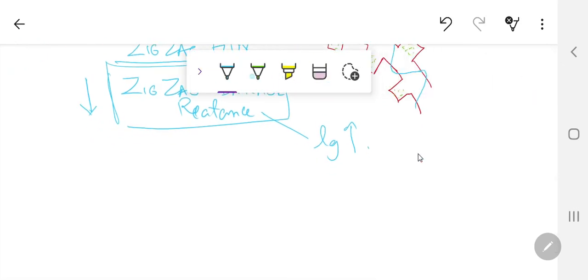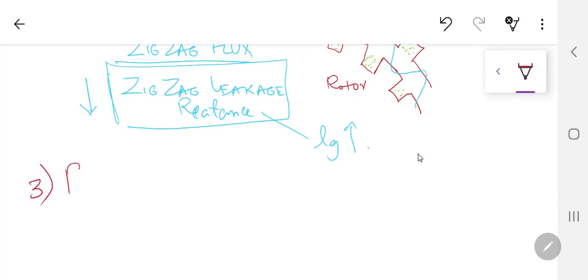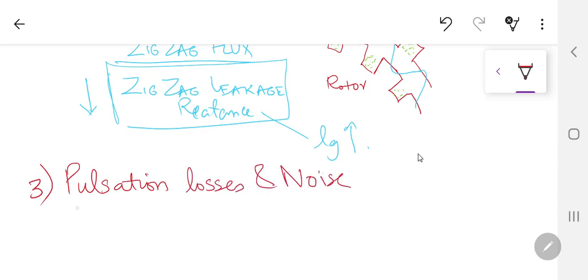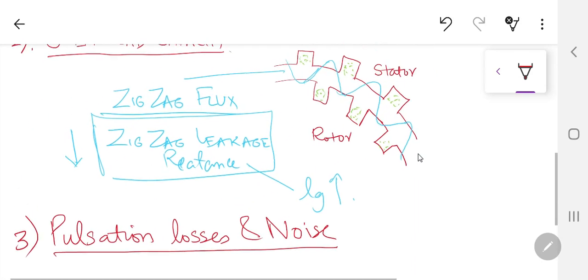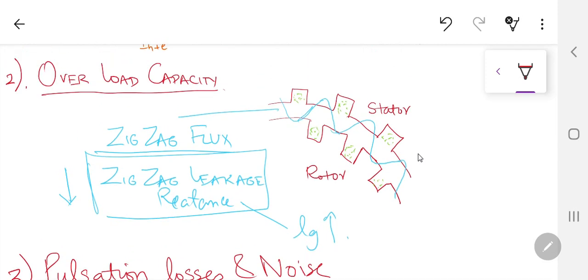Now, if you want to explain this with another point of view, if I want to talk about the pulsation losses and the noise, what are those pulsation losses? It is the same zigzag flux which is flowing between the stator and the rotor. Whenever there is going to be a less air gap, these zigzag fluxes are going to flow. And when the rotor is going to rotate, since this flux is flowing inside the air gap, a time comes in this region there is more flux, then in this region there is more flux, then in this region there is more flux.